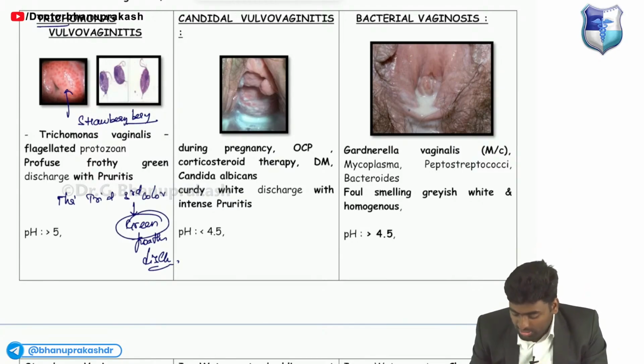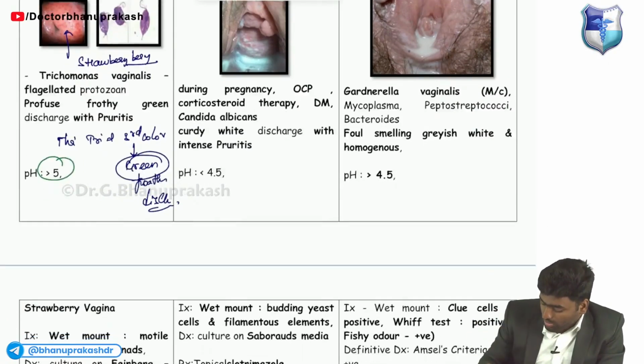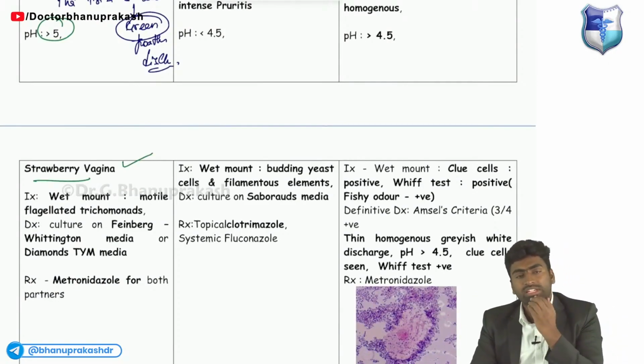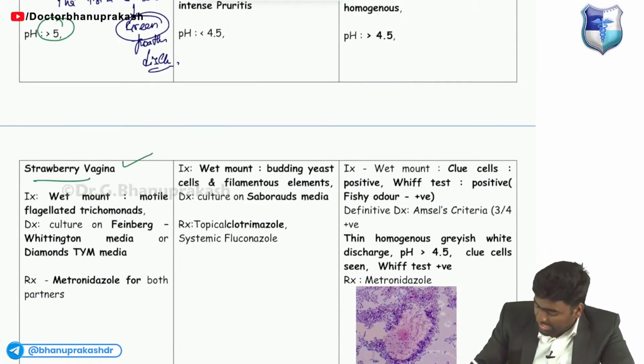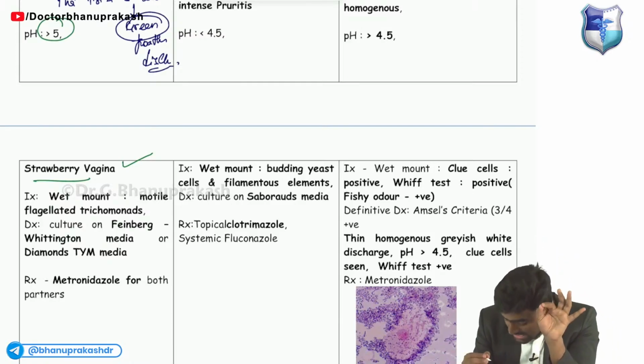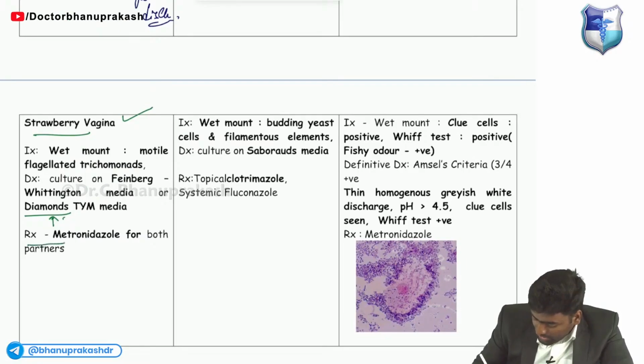So this Trichomonas will have a green frothy discharge, and the pH will be more, and it will have this strawberry vagina. We know this strawberry vagina is caused by Trichomonas vaginalis, and it will have twitching motility. For cultivation, we can use Diamond's media, and for treatment, we'll use metronidazole.